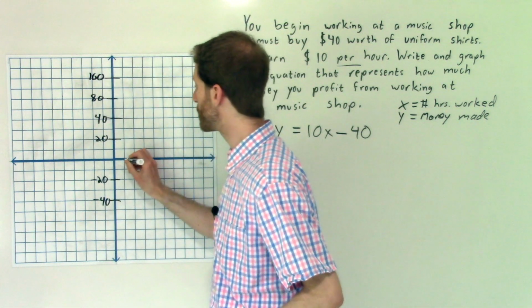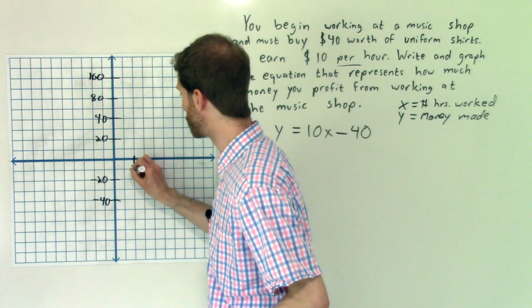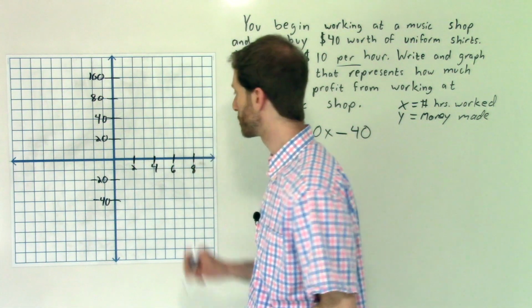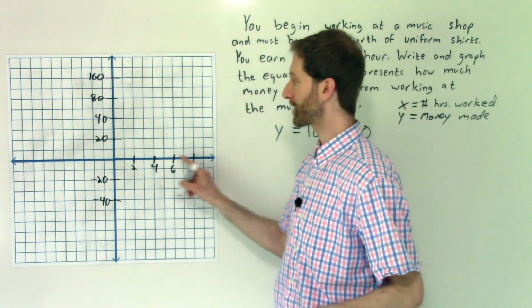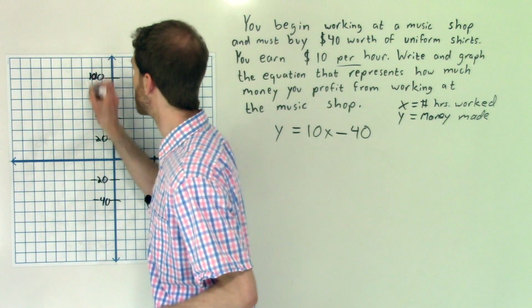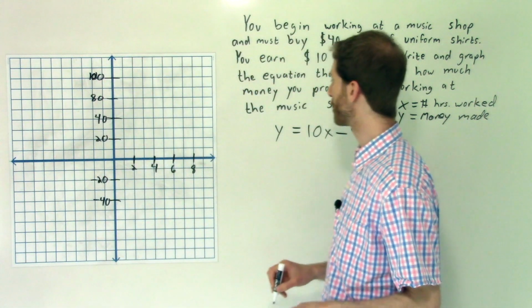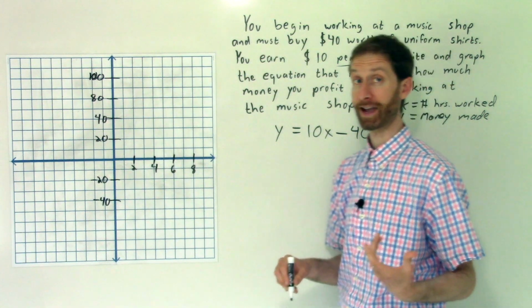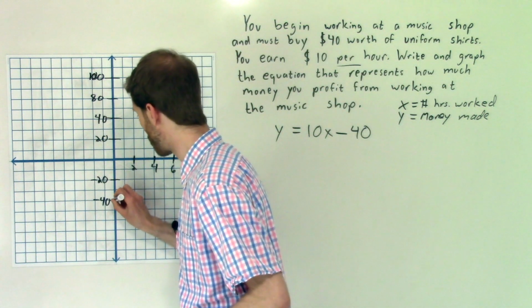Perfect. And then each of these can go by ones, right? So this would be 2, 4, 6, 8. There we go. So the x-axis is hours, the y-axis is the money that we've earned, and that looks like a 6. Trust me, it's a 0. So we've picked out our intervals. Now we've got 10x minus 40 to graph. Our y-intercept is at negative 40, so we'll plot that like we know how.